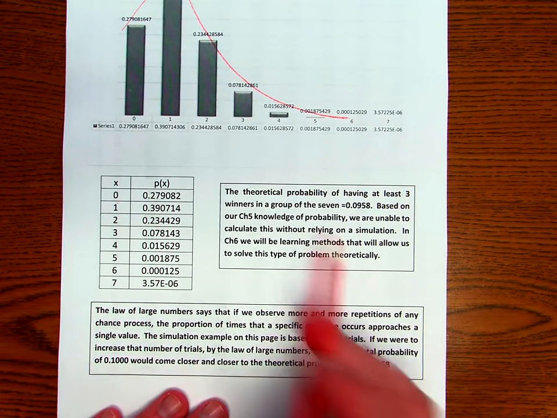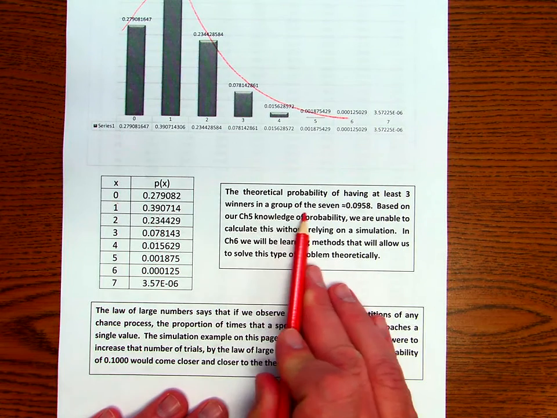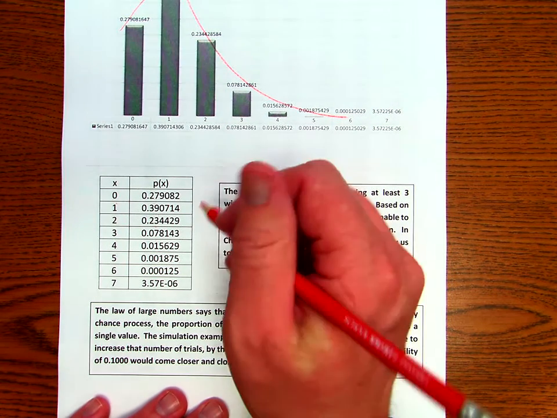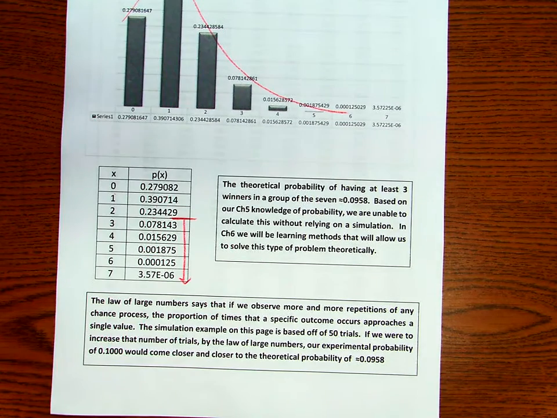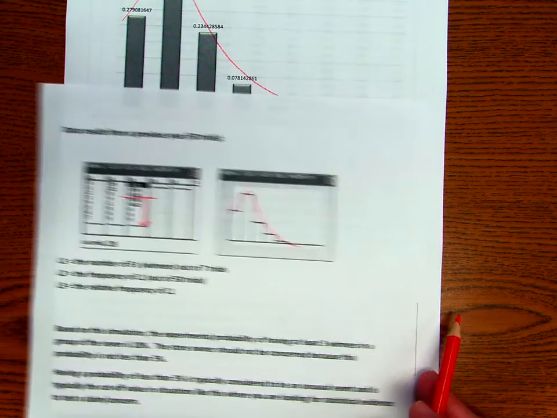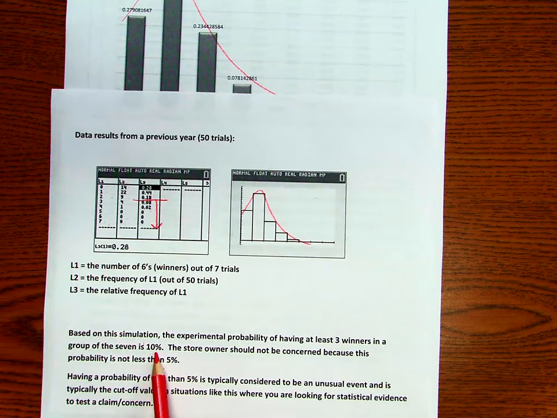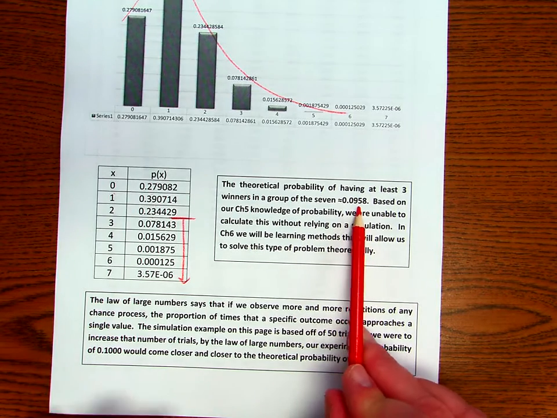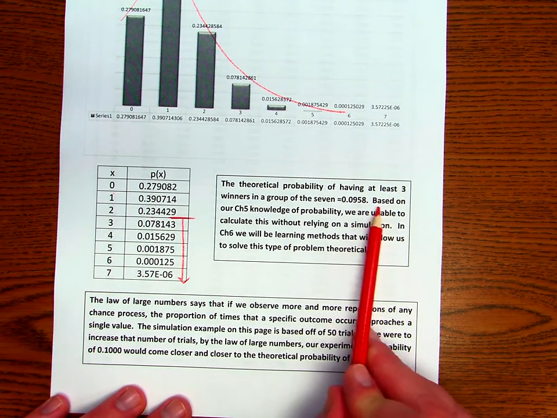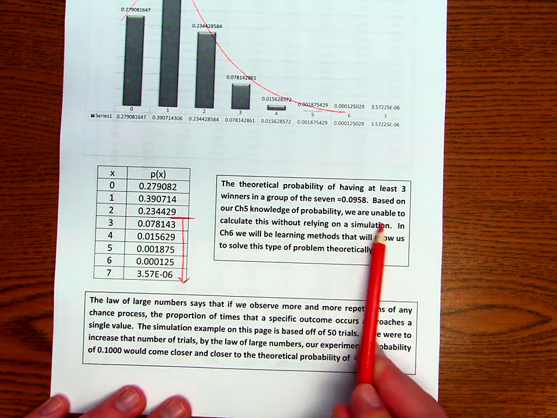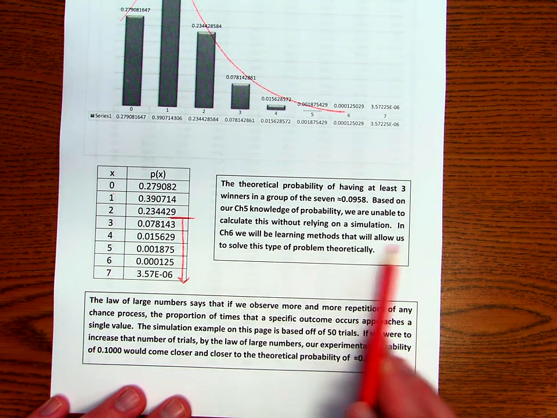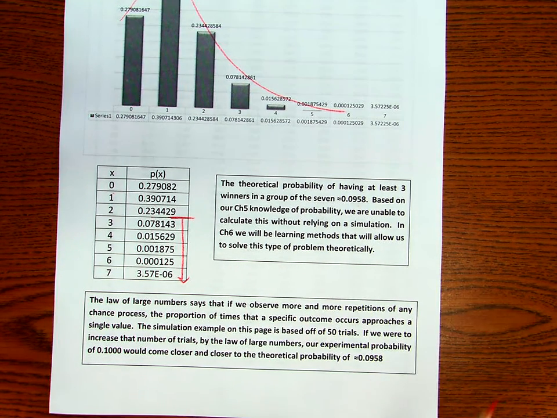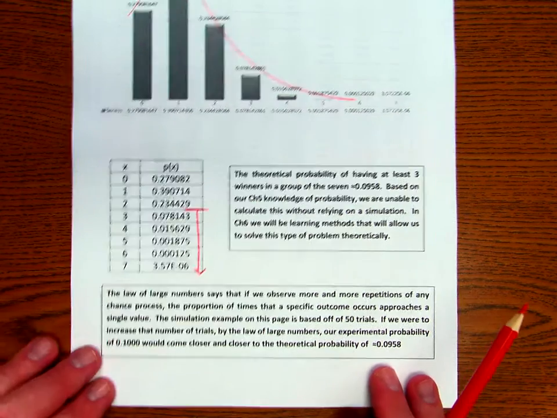All right. The theoretical probability of having at least 3 winners in a group of 7 is 0.0958. So that would be the summing of all those numbers right there. That's the probability of at least 3. Well, we got, in this experiment, 0.10. So 0.10 versus 0.0958, pretty close. Based on our Chapter 5 knowledge of probability, we're unable to calculate this without relying on a simulation. In Chapter 6, we will be learning methods that will allow us to solve this type of problem theoretically. I already addressed that prior to that reading.